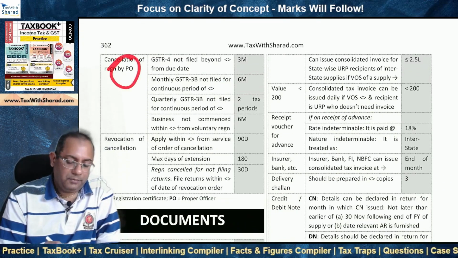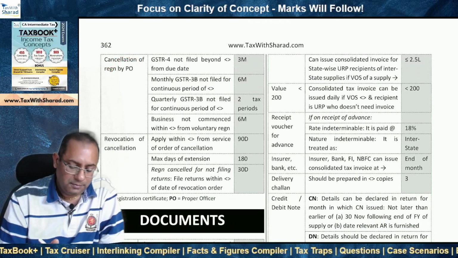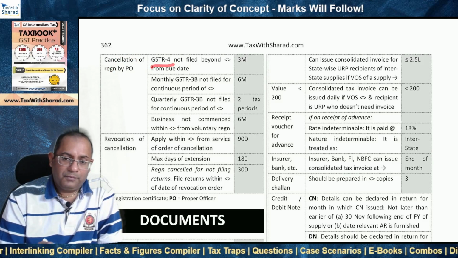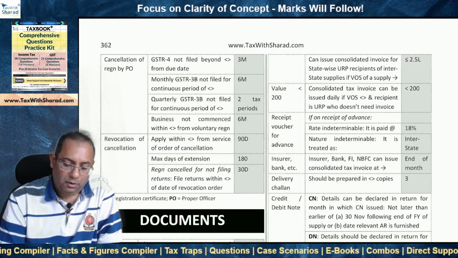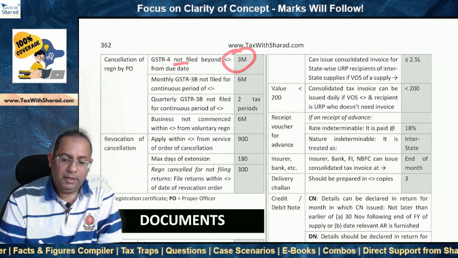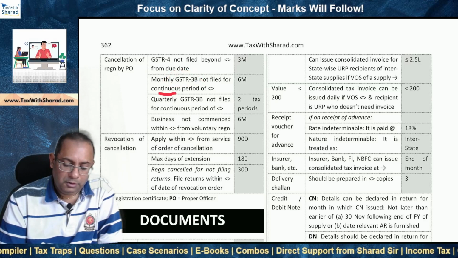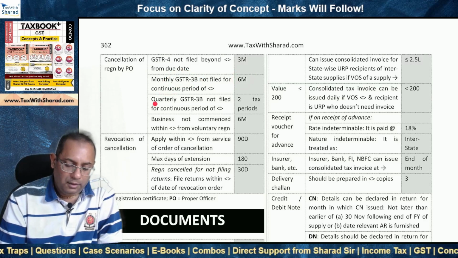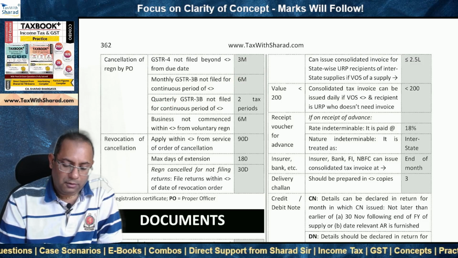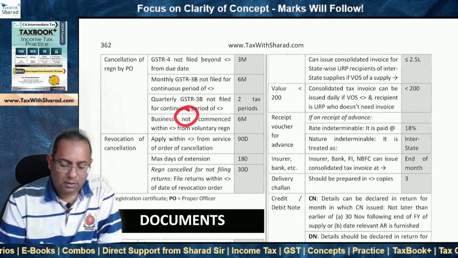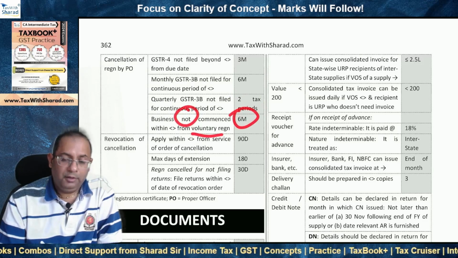Cancellation of registration by proper officer. There are certain circumstances. Few of them are where GSTR 4, the return for composition taxpayer, is not filed beyond 3 months from the due date, or where monthly GSTR 3B is not filed for a continuous period of 6 months, or where quarterly GSTR 3B is not filed for a continuous period of 2 tax periods, or where business is not commenced within 6 months from voluntary registration.